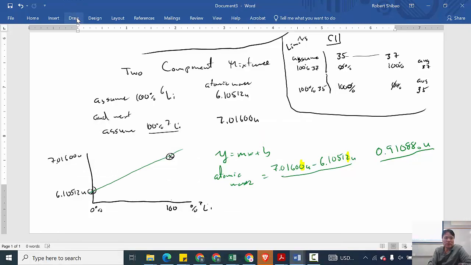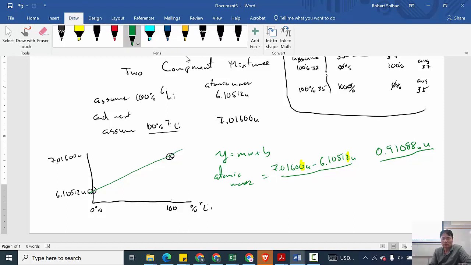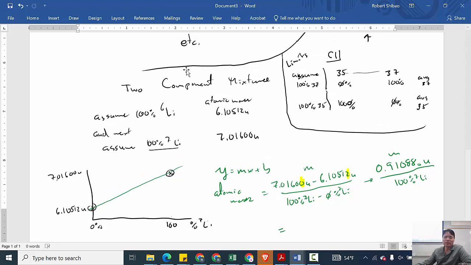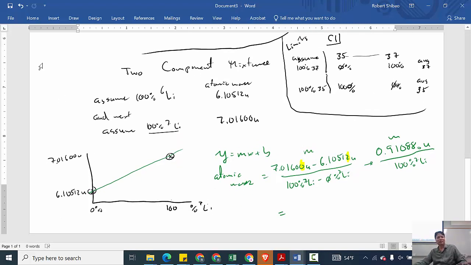Okay, then delta x is easy. What is delta x? So this is my slope. I screwed this up for space. I don't have enough space here, and I just ran out of pages.